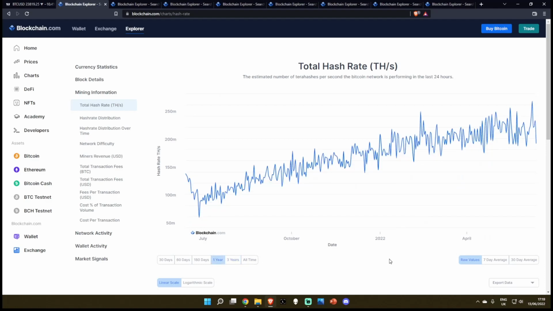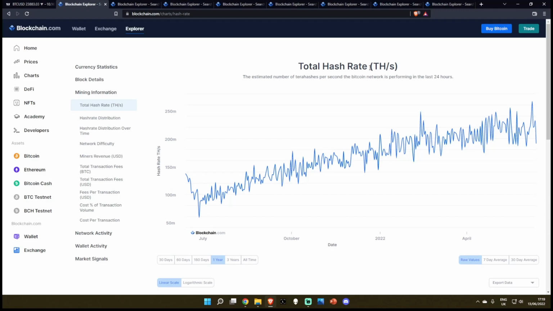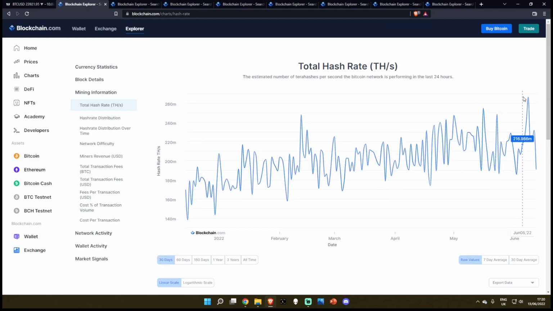And I made a video about the hash rate the other day, and it did come up and make a new all-time high, which is absolutely beautiful. You can see in local terms, Bitcoin's coming down, making local lows. In all-time terms, the hash rate is coming up and making all-time highs. Now, if we plot this on the raw values, specifically looking at the past 30 days, you can see up here at 266, this was the total all-time high for the hash rate. And since then, we have started to move down a bit, still making higher lows.